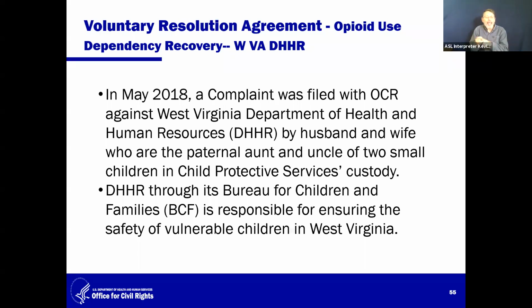So in May 2018, a complaint was filed with our office against the West Virginia Department of Health and Human Services by a husband and wife who were the paternal aunt and uncle of 2 small children in Child Protective Services custody. DHHR, through its Bureau for Children and Families, is responsible for ensuring the safety of vulnerable children in West Virginia.